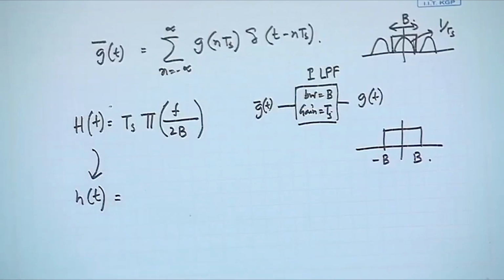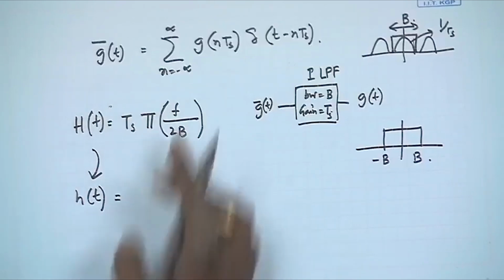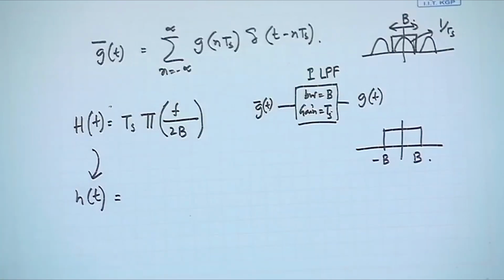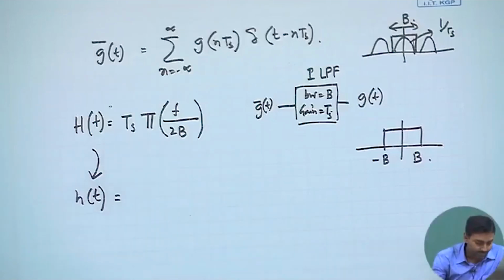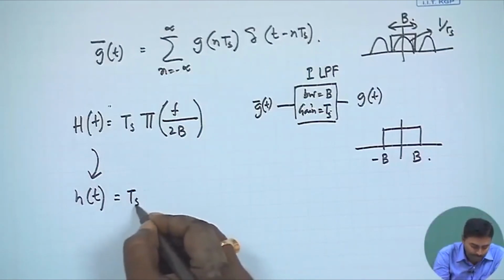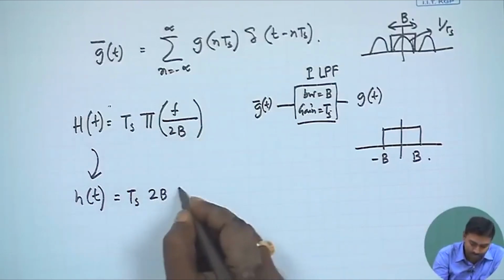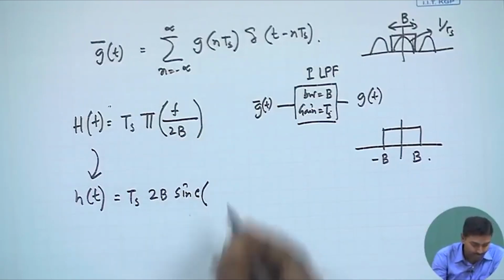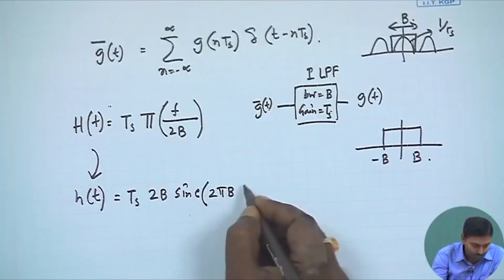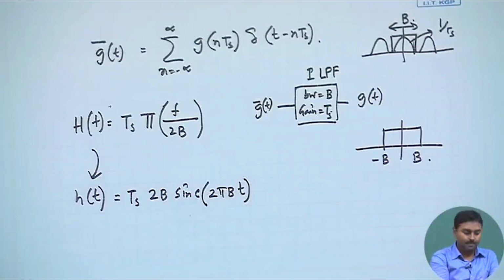What is the corresponding h(t), which is the impulse response of this filter? I know H(f), and for a box function the corresponding h(t) is the Fourier inverse transform, which is a sinc function. We already know that. That sinc function should have Ts remaining over here, and 2B because it is a 2B box function. So, 2B sinc(2 pi Bt).